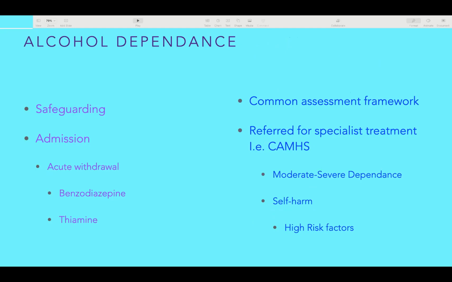And then a little bit about alcohol dependence. Again, rare, but certainly I've come across it once or twice in teenagers. So certainly these are safeguarding concerns, and people who require admission. If I think someone's coming with multiple attendances with alcohol intoxication, they would require some sort of safeguarding referral, speaking to secondary services.